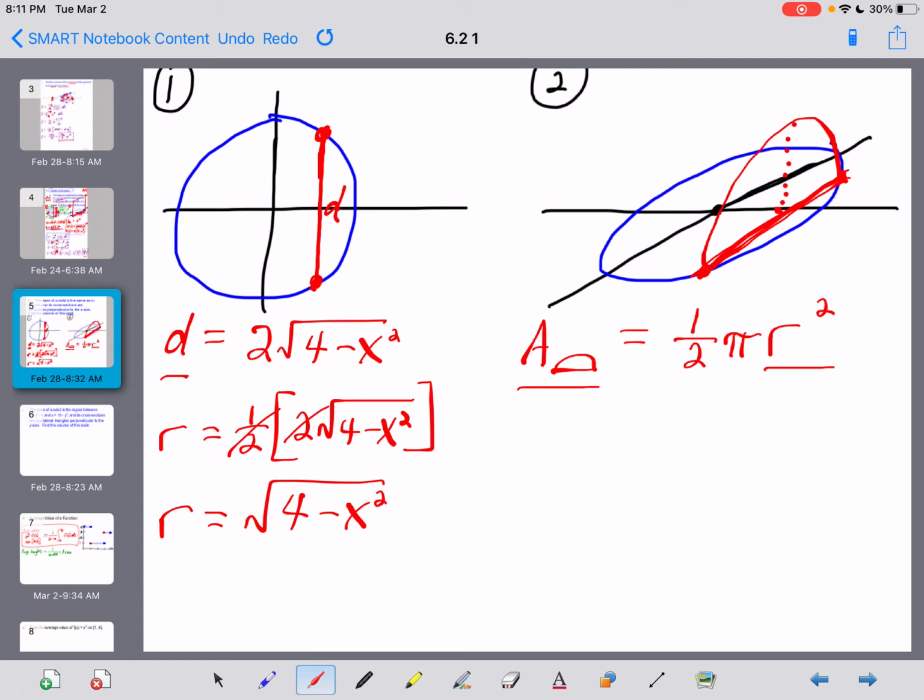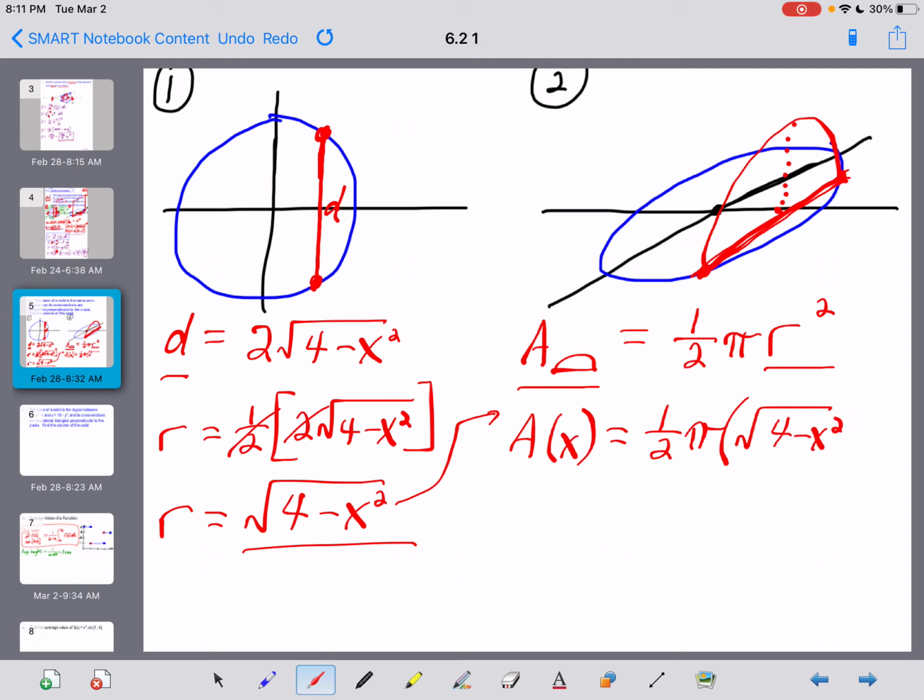And I can now put that right over here to get a formula for area as a function of x. That is going to be 1/2 times pi times your radius, which is the square root of 4 minus x squared, squared. Oh, and how pretty is this? Now I have a square root being squared, so A of x is going to clean up very nicely to become 1/2 times pi times the quantity of 4 minus x squared.